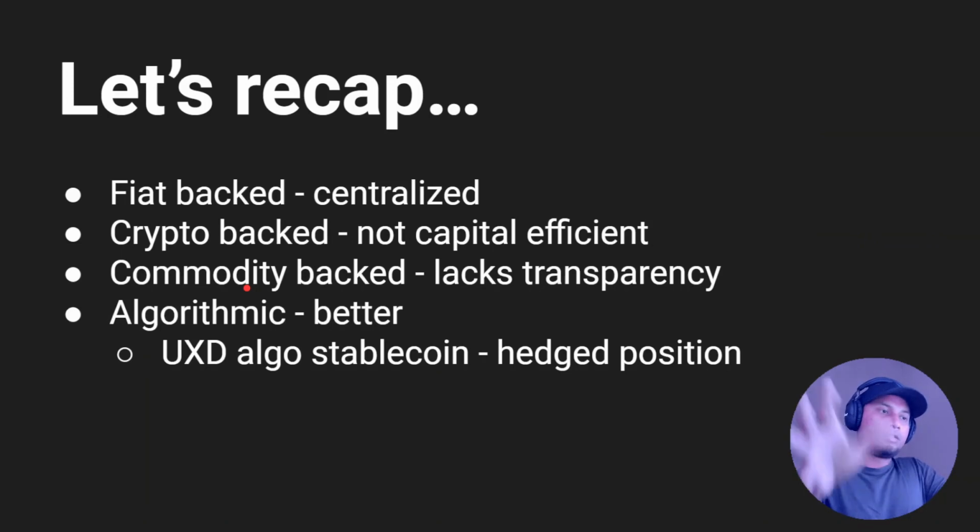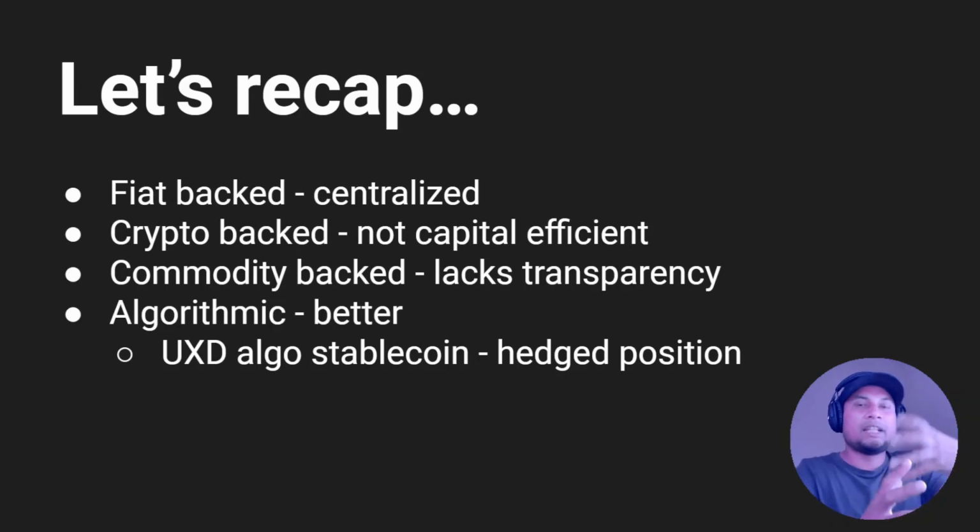All right, so just to recap the entire thing, I know it was a lot, but to take everything from the top and make sure you get a clear understanding of where we are right now in the stablecoin market. What we see: fiat-backed stablecoin, centralized, that's the problem. Crypto-backed stablecoin, it's not capital efficient. Why? Over-collateralized ratios. And commodity-backed stablecoin lacks transparency. Algorithmic stablecoin, UST is better than, like, ESD and Ampleforth and so on, but it's not sustainable in the long run.